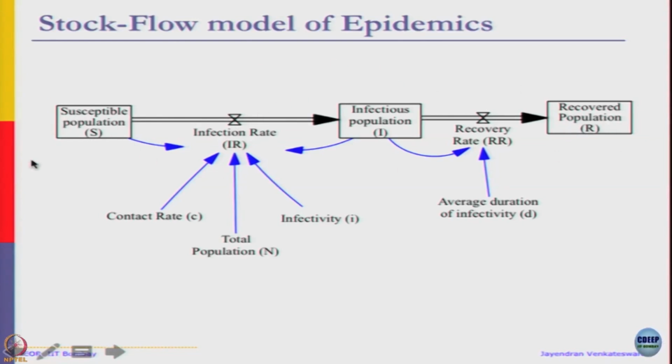Suppose the population starts with 100 people, and they are all susceptible. At some point if 10 people get infected, this becomes 90 and this becomes 10. When they start recovering, suppose 2 people recovered, this becomes 8 and this becomes 2. So, the total number of people gets conserved, they do not just disappear from the system, right? So, there is conservation of mass.